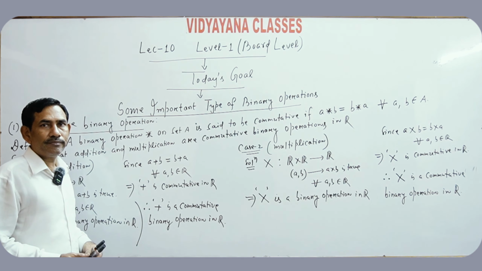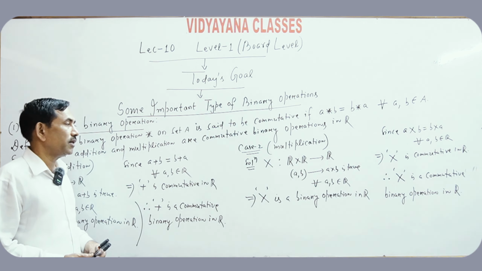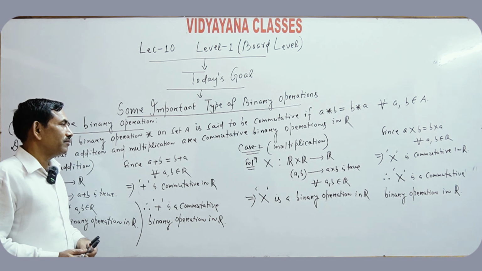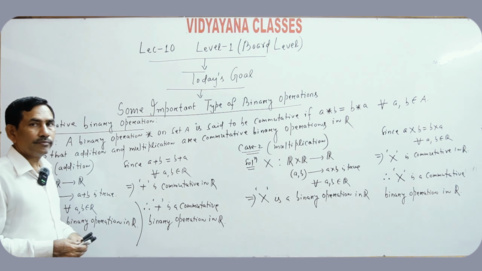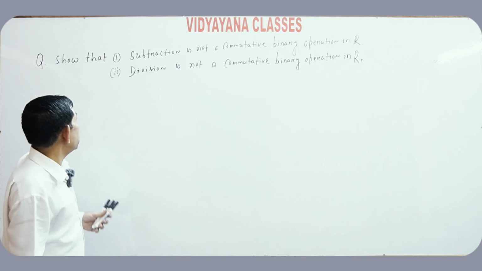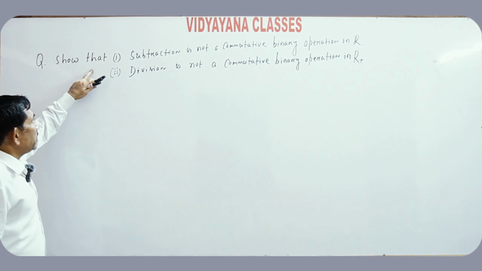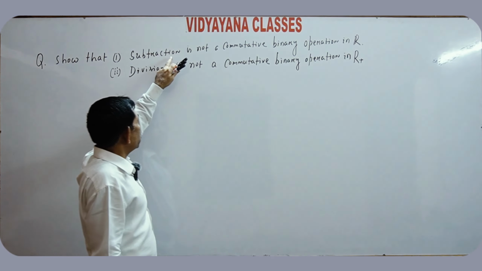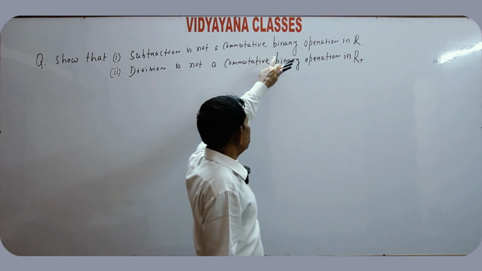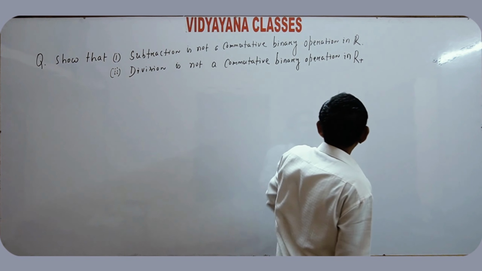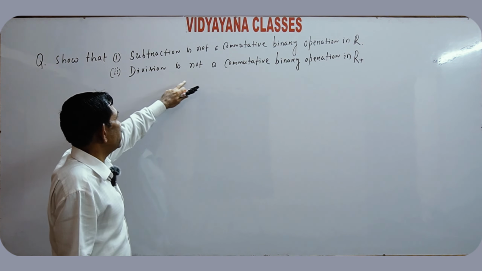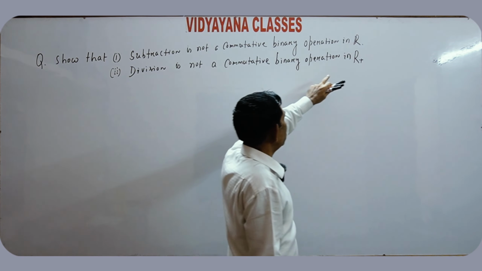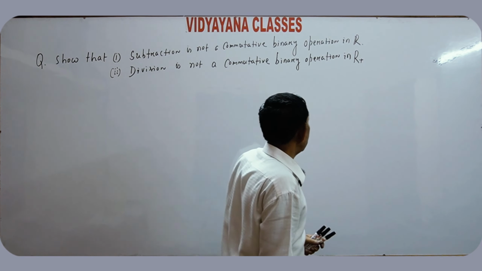Are you clear? Okay, note down. Next question: show that subtraction is not a commutative binary operation in the set of real numbers. In the second part, division is not a commutative binary operation in the set of positive real numbers.